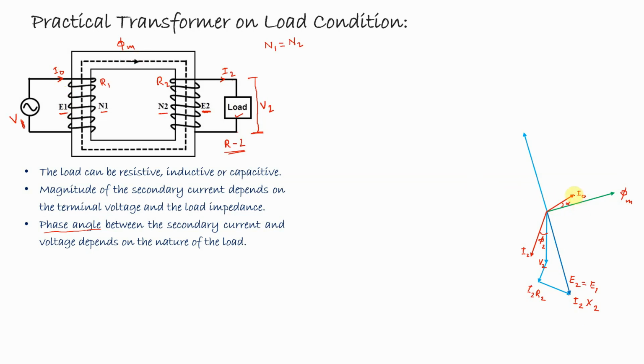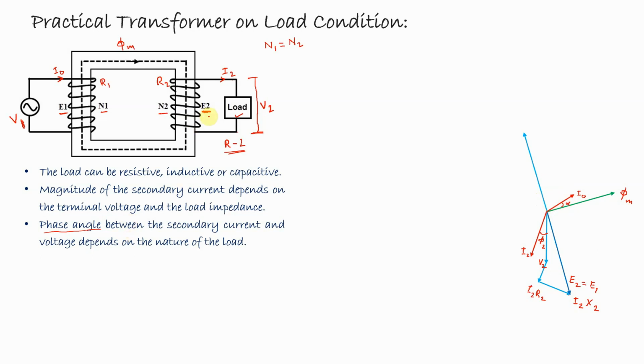Here we have already seen in the previous phasor diagram that I naught has two components. One is Im, the magnetizing current, which is in phase with the mutual flux, and there is Ic, which is on the y-axis, and it is considered as the core loss component of the primary current. But here in this phasor diagram, we have not shown these two parameters.